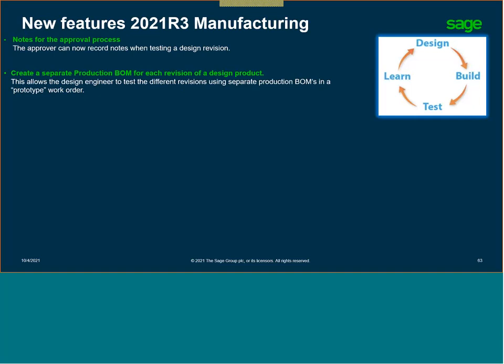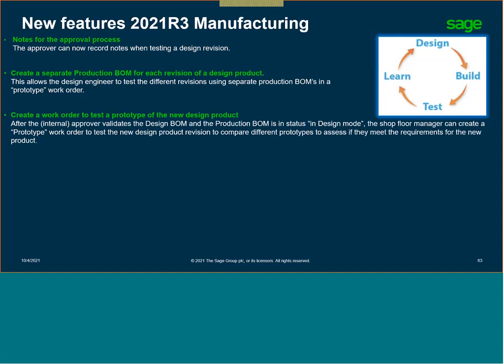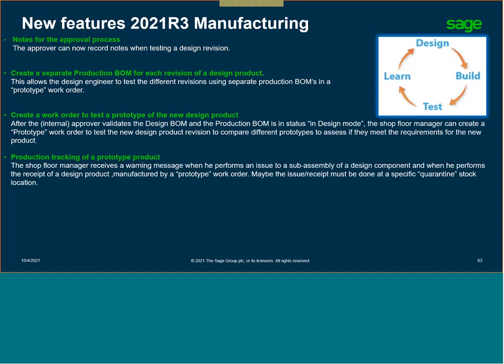As I said, we can create a separate production BOM for each revision of a design product. So it allows the design engineer to test different revisions using separate production BOMs in a prototype works order. We can now, as I said, create a prototype works order to actually test the production of this product. And we can run shop floor tracking on it.